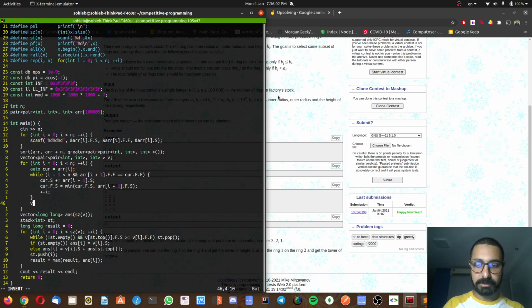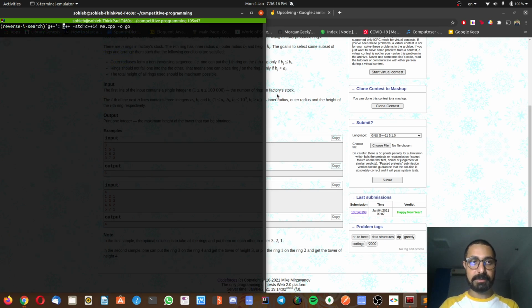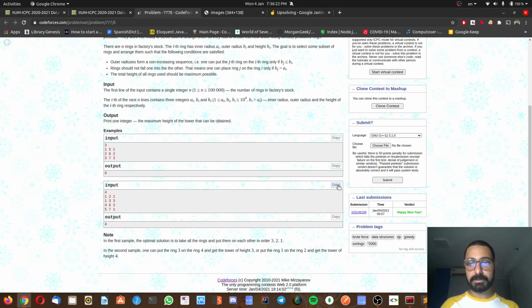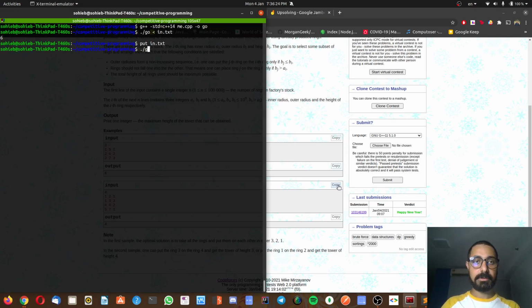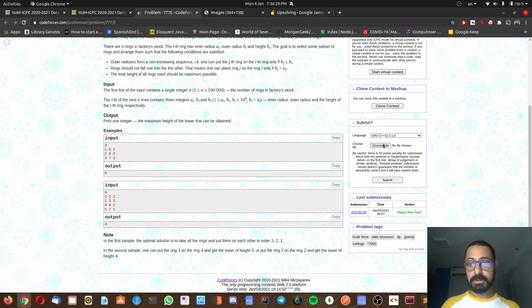We did not push this to the vector. Like we did the merge in this current temp value, but then we did not add it to the v. So now add it to the v, compile, no errors. The answer is 6, which is correct. Let's try the second one, and that's 4, also correct.